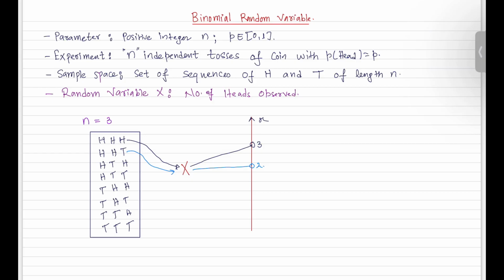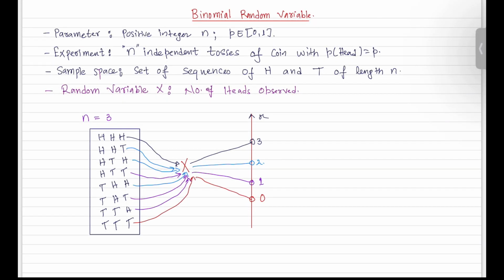Similarly we can do this for all the possible outcomes and see where they get mapped by the random variable X. Once you are done with this mapping, you get to know the possible values that random variable X can take. So random variable X can take 0, 1, 2 or 3. These are the possible values that this binomial random variable can take. And why are we calling this random variable a binomial random variable?